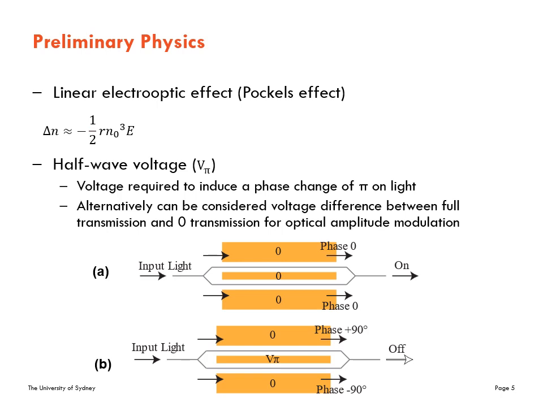It is defined as the voltage that must be applied to the modulator to induce a phase change of pi on the light. Similarly, it can be considered as the difference in voltages between full optical transmission and zero optical transmission. This diagram shows an example Mach-Zehnder interferometer structure, whereby total constructive interference occurs when no voltage is applied in A, and total destructive interference occurs when V pi is applied in B.